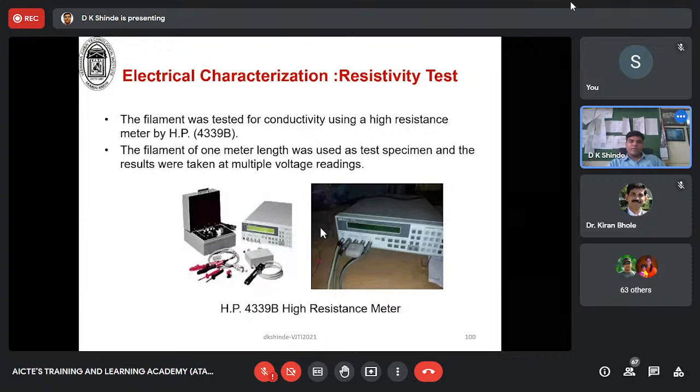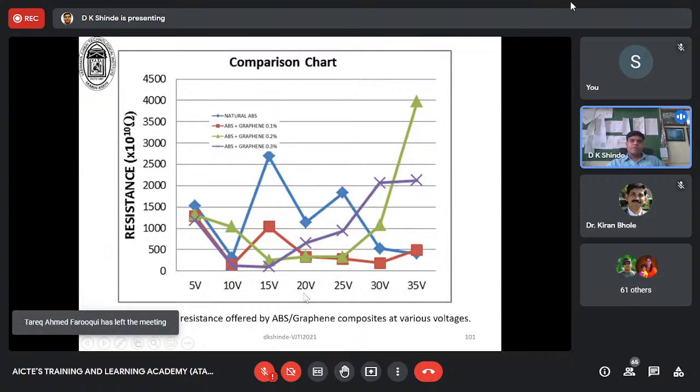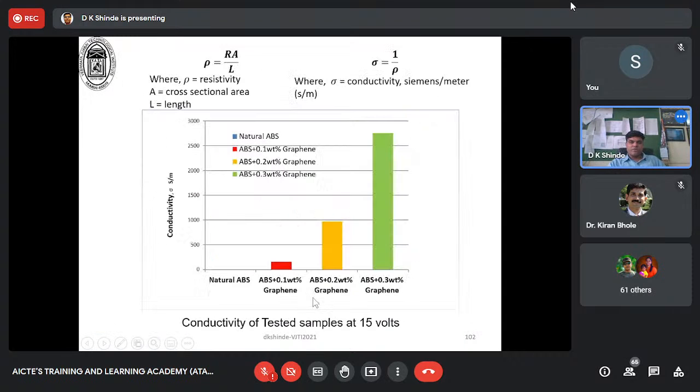Then we also conducted the resistivity test for this separately fabricated material, and this is what the comparison has shown: an improvement in electrical conduction with a drop in resistivity. Here we see very low values, and 1, 2 have shown low resistivity between 20 and 25 volts, so it gives the highest electrical conductivity.